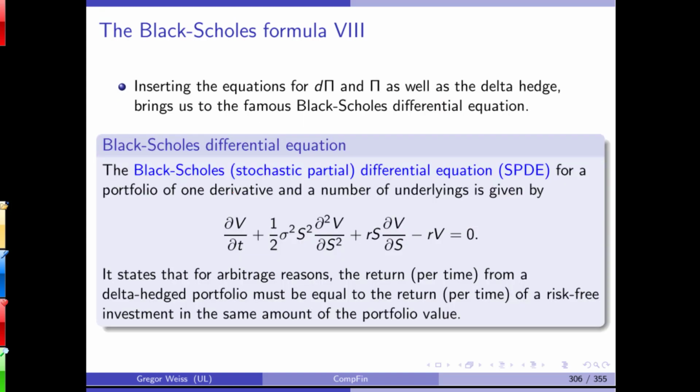So if you do this, you will get the Black-Scholes stochastic partial differential equation. It's a PDE, it's stochastic, and it states that for arbitrage reasons, the return per time from a delta hedged portfolio of the underlying and the derivative must be equal to the return per time of a risk-free investment in the same amount of the portfolio value.